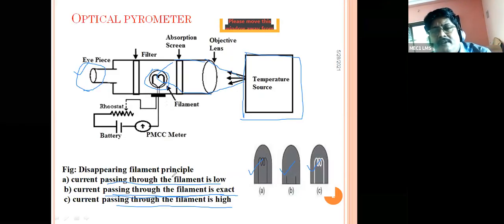Anybody can understand? Any doubts in this optical pyrometer?